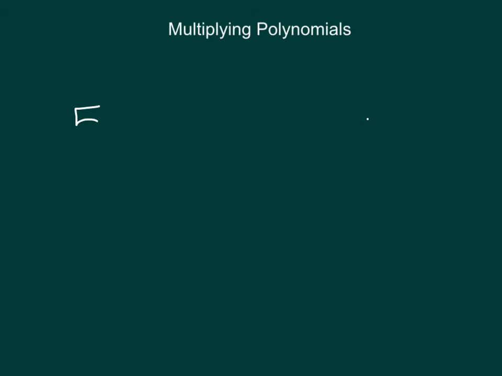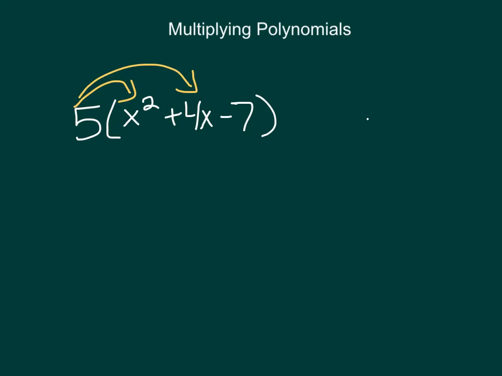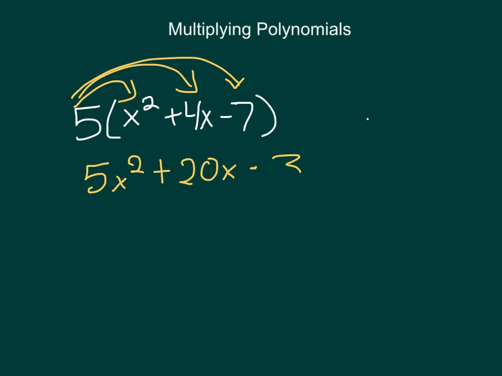We can get a little fancier by having one term on the outside but 3 terms on the inside. And we're still just distributing the 5 to each term. So it becomes 5x squared plus 20x, because 5 times 4 is 20, minus 35. I notice these are all separate terms. They're not like terms. They do not combine. So that's your answer there, is 5x squared plus 20x minus 35.